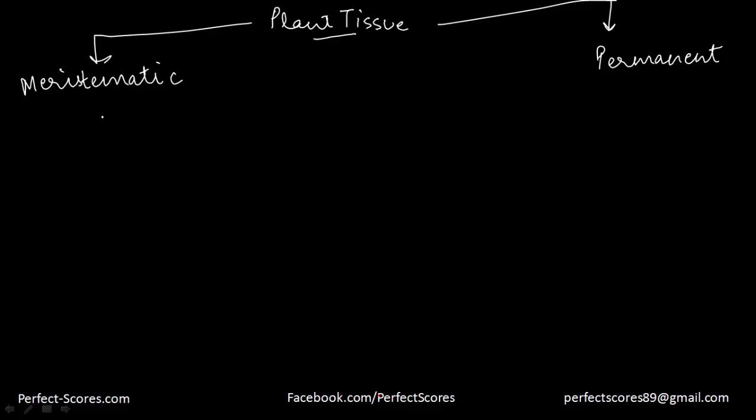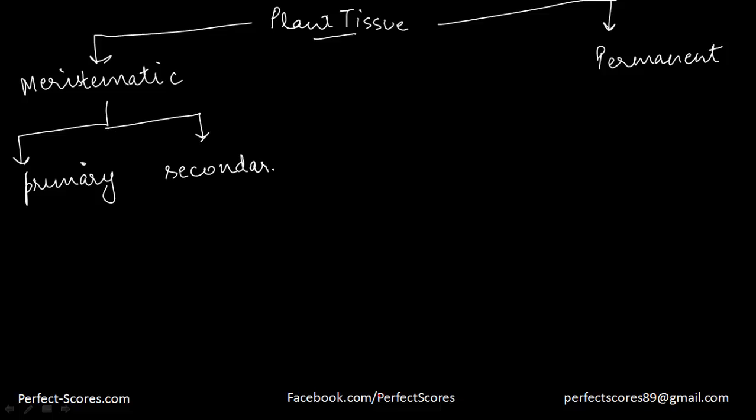Now the meristematic is further divided into primary and secondary. So primary is the one that is formed initially, and from that the new tissue that is formed is known as secondary. So we are going to do both of them in detail, and we will also do the permanent tissue, which is actually into two parts. One is simple and the other one is complex.